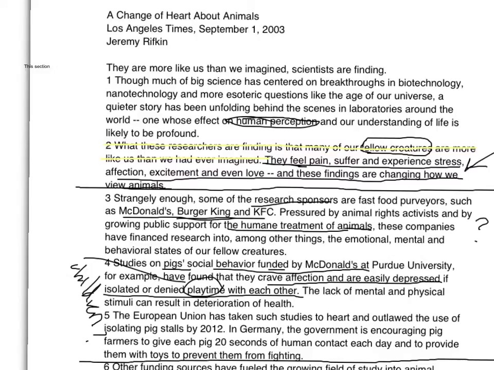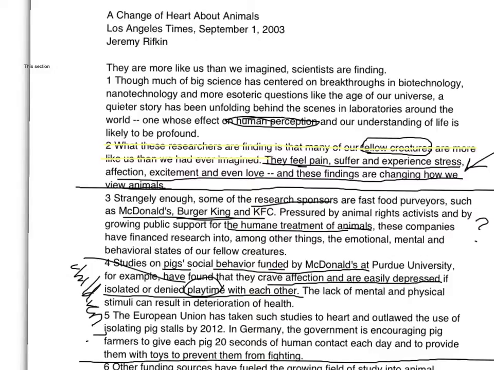here we go. Strangely enough, some of the research sponsors are food purveyors, such as McDonald's, Burger King, and KFC. Of course, a purveyor is just a person who sells something. Pressured by animal rights activists and by growing public support of the humane treatment of animals, these companies have financed research. Okay, so this idea of almost like blackmail, really, huh? He's suggesting that it is because, well, that opacity thing didn't work. Oh, well, let's try that one.